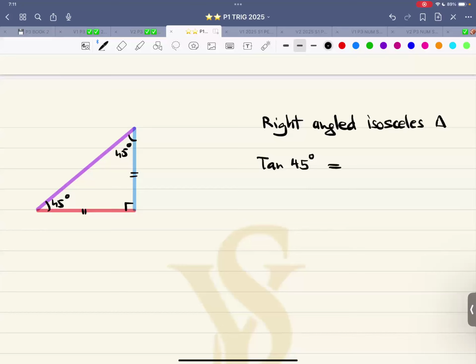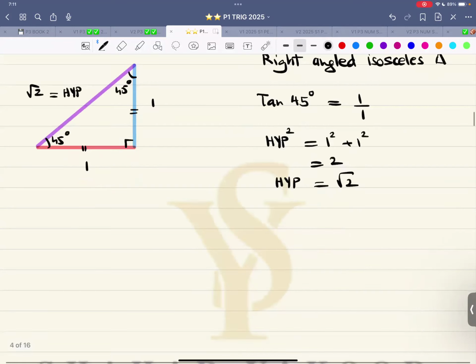Tangent of 45 is 1. 1 can be written as 1 over 1. So let me write 1 in the simplest ratio. This is the hypotenuse. So therefore, hypotenuse square is 1 square plus 1 square, which is 2. Therefore, hypotenuse is square root of 2.